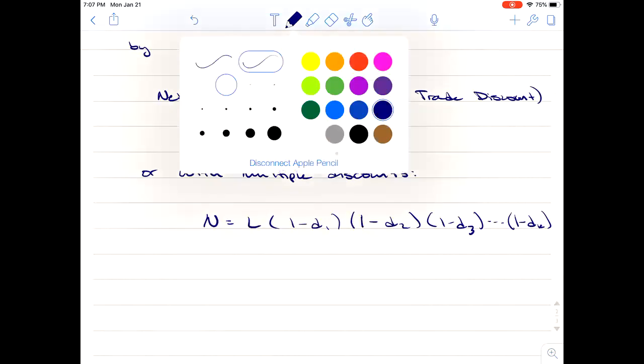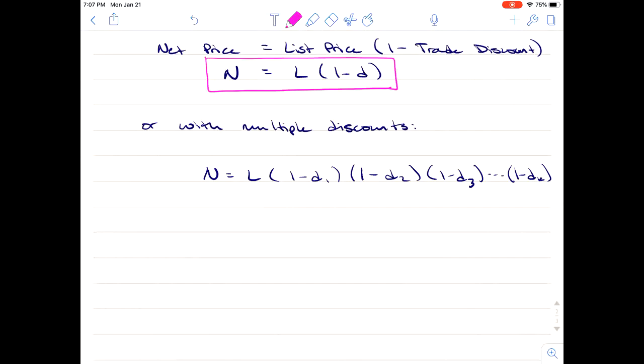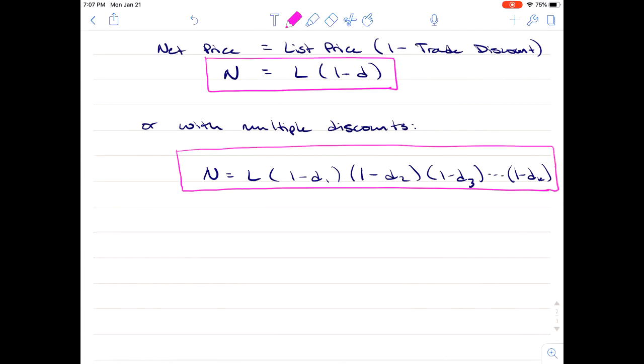I'll try to remember to just kind of put some boxes around what's on your formula sheet. I'll try to remember. You guys can remind me if I forget. But because we're introducing a lot of new formulas here, it's nice to know which ones are on the formula sheet and which ones aren't. They should all be on the formula sheet.